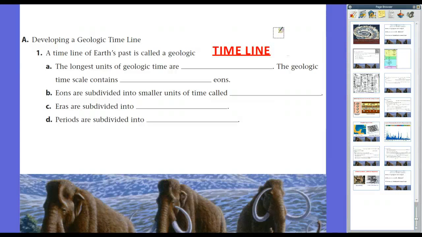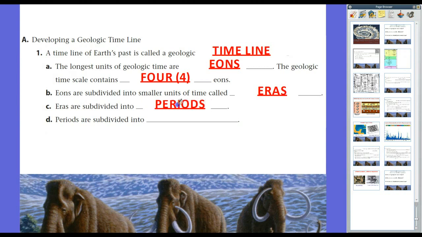Now, there are 4 units of time in geologic time. They go from big chunks of time all the way down to the smaller ones. The longest units of geologic time are what we call eons. The geologic time scale contains 4 eons, which I'll show you in a minute. But just for the record, they're the Hadean, the Archean, the Proterozoic, and the Phanerozoic. Eons themselves are subdivided into smaller units of time that we call eras. These eras are subdivided into periods, and these periods are subdivided into epochs.